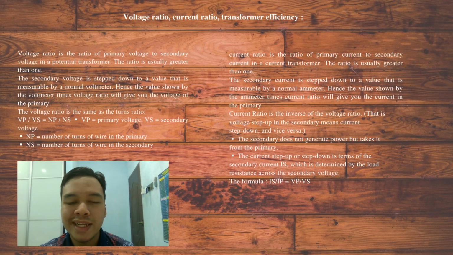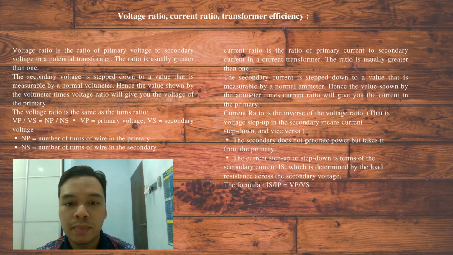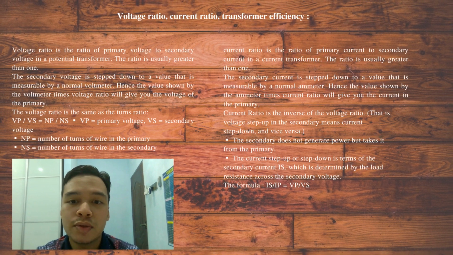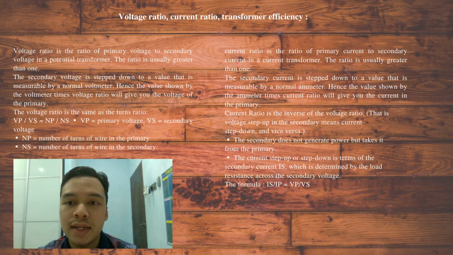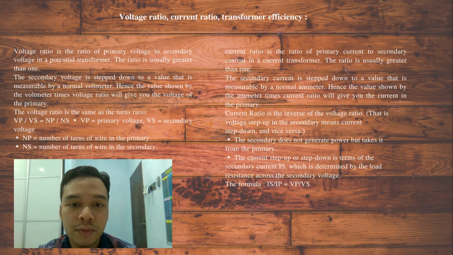So now we will discuss voltage ratio. Voltage ratio is the ratio of primary voltage to secondary voltage in a potential transformer. The ratio is usually greater than 1. The secondary voltage is stepped down to a value that is measurable by a normal voltmeter. Hence, the value shown by the voltmeter times the voltage ratio will give us the voltage of the primary.